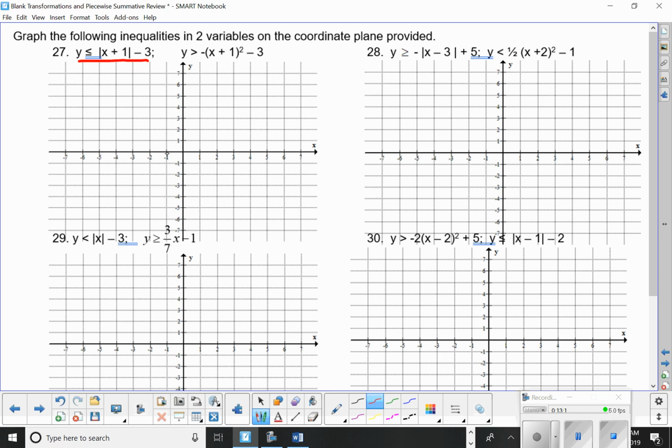So this went left 1, down 3. There's my vertex. No stretch or compress. So right 1, up 1, right 2, up 2. What I do on the right, I'm going to do on the left. And here I graph.